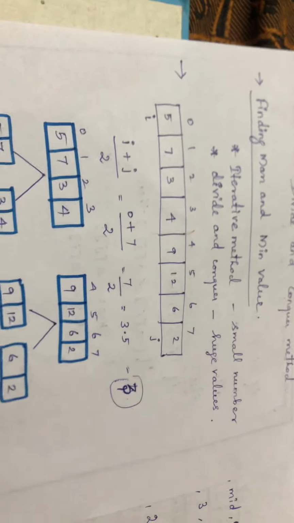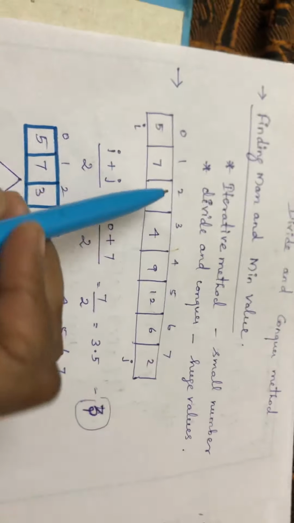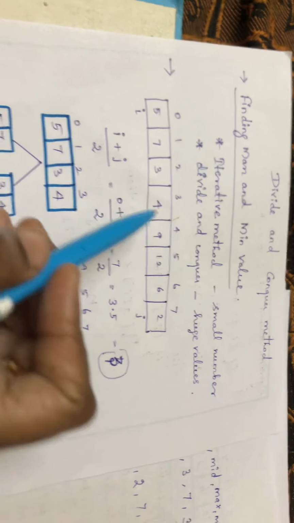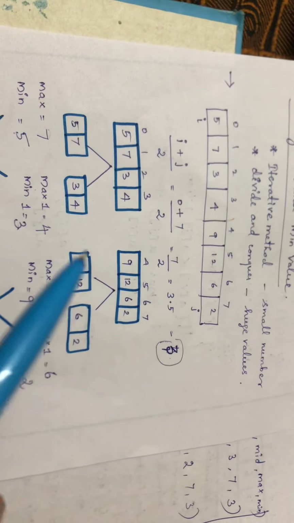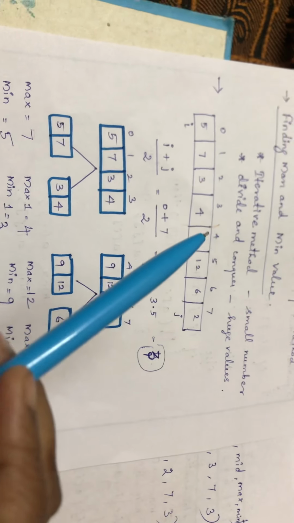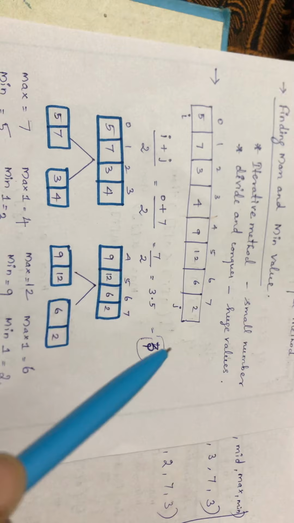Next one is the divide and conquer method. Divide and conquer method means the problem will be divided into subproblems. Subproblems will again be divided into subproblems. Likewise, we can finally find the max and min value using the divide and conquer method.